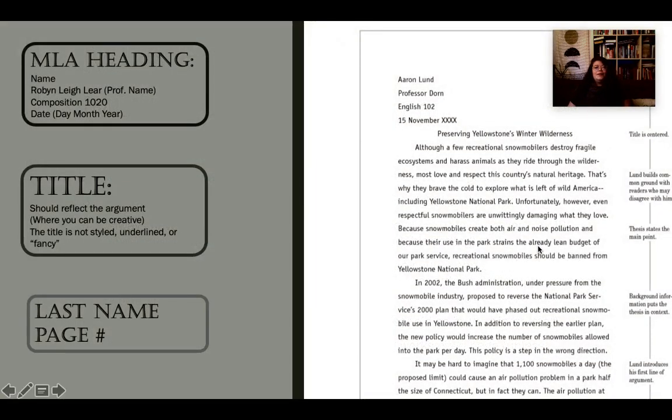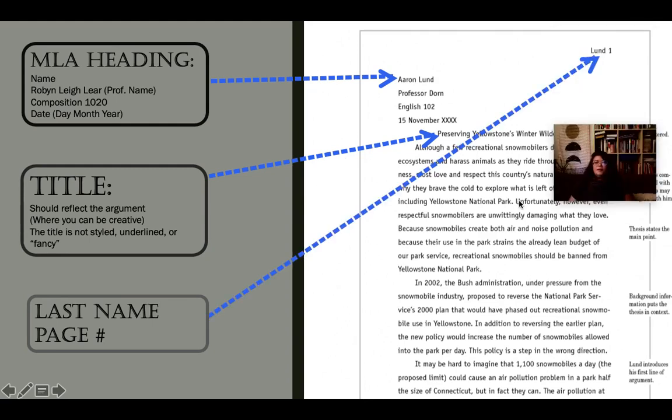All right, so the MLA heading is: we have name, instructor's name, course name, and then date. Next we have the title. So the title of this paper is here, and then lastly right here, we have last name and page number. Easy.